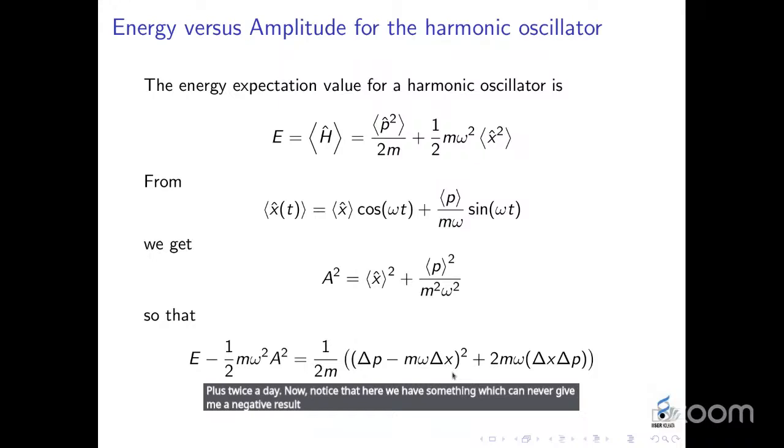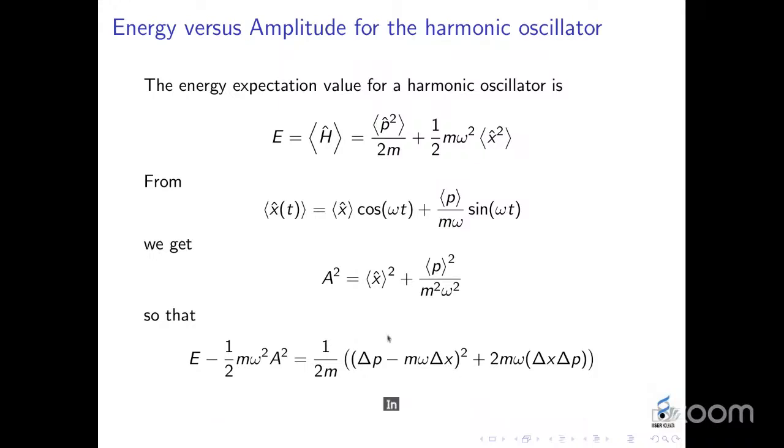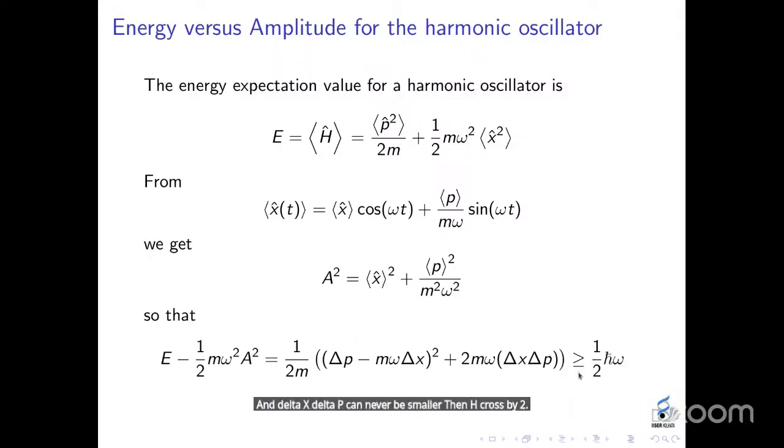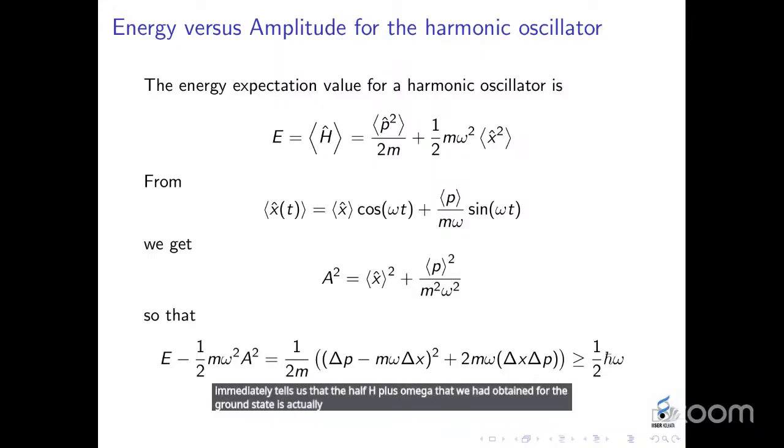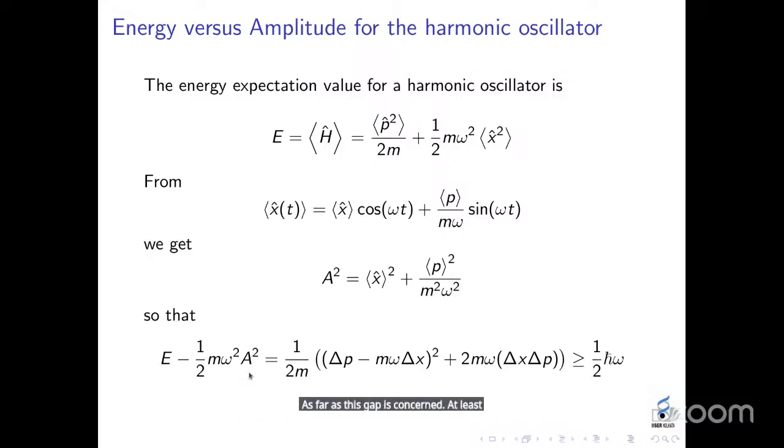Now notice that here we have something which can never give me a negative result. Delta p, delta x, all these are real numbers, positive real numbers. This can never give me a negative value. And delta x delta p can never be smaller than h cross by 2. And this immediately tells us that the half h cross omega that we had obtained for the ground state is actually the minimum possible value. You cannot go below half h cross omega as far as this gap is concerned, at least not for a harmonic oscillator.